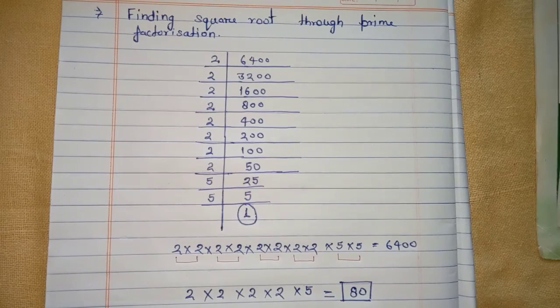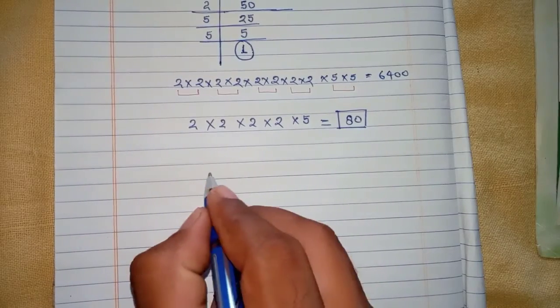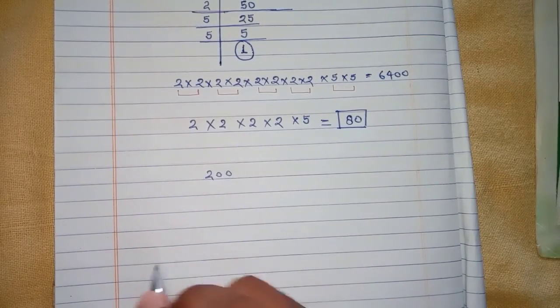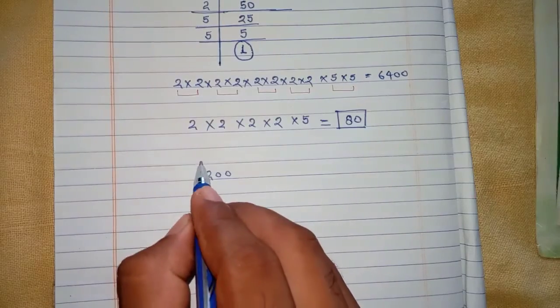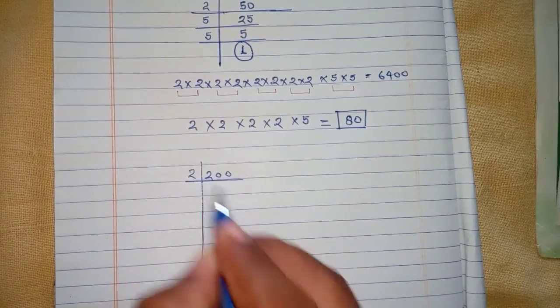And if you want an example, let's see. We are given a number 200, and find the prime factorization of 200 first. Divide this by 2, you will get 100 first.